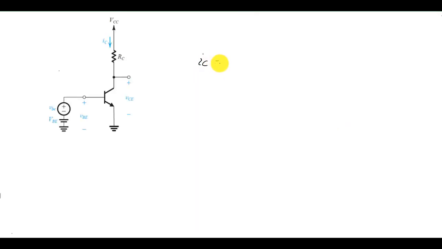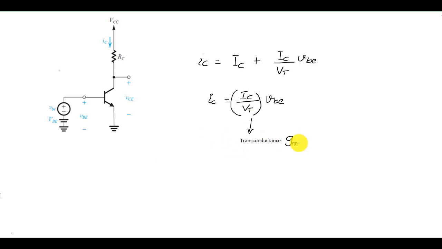So that means the total current iC is equal to IC, which is the DC part, plus IC divided by VT times vbe, which is the AC part or the signal part. Just looking at the signal part, we can see that ic is equal to IC divided by VT times vbe. So this term is a conductance term which relates ic to vbe, or which relates current to voltage. And that term is called the transconductance or gm of the transistor.